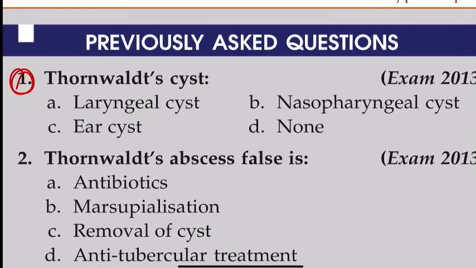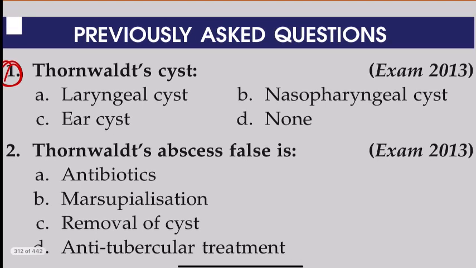The first question is Thornwaldt cyst. What is a Thornwaldt cyst? It is a nasopharyngeal cyst. There is the nasopharyngeal bursa, an epithelium lined recess found within the adenoid mass. Sometimes an abscess can be formed in the bursa, and that is what we call Thornwaldt's disease.